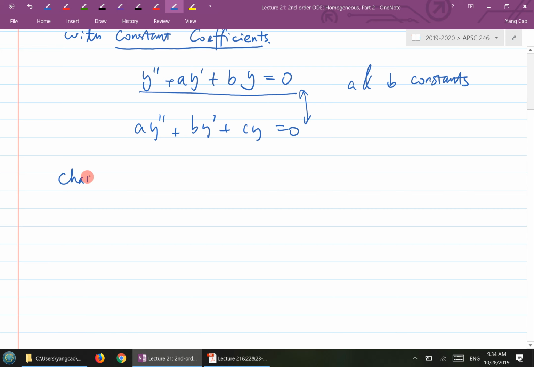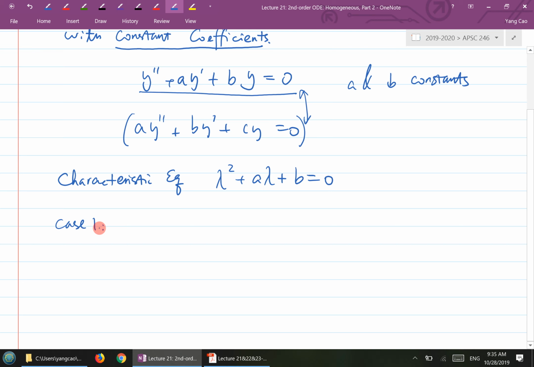So first, we get the characteristic equation. The characteristic equation is where you replace the second order ODE with a quadratic equation, lambda squared plus A lambda plus B, and then solve for lambda. The solution of this characteristic equation guides us into three different cases.